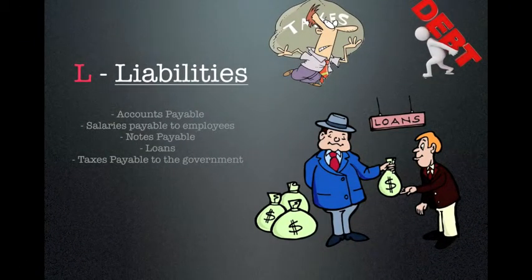The L refers to liabilities. Liabilities are a legal debt or obligations that arise during the course of a business's operations. Liabilities are settled over time through the transfer of economic benefits. What this means is if a business decides to pay off a loan with cash.